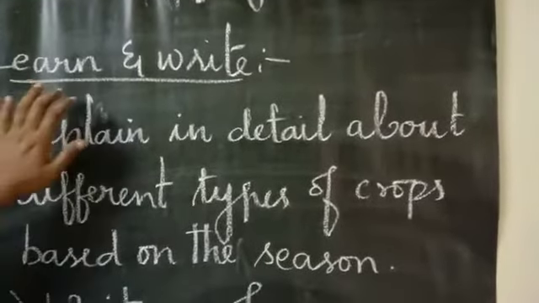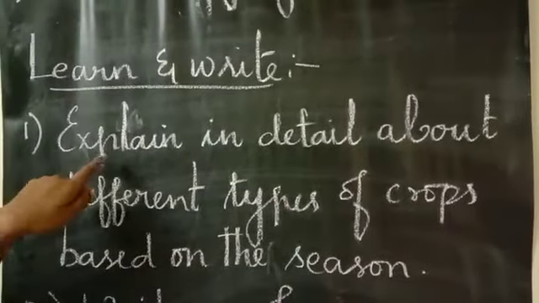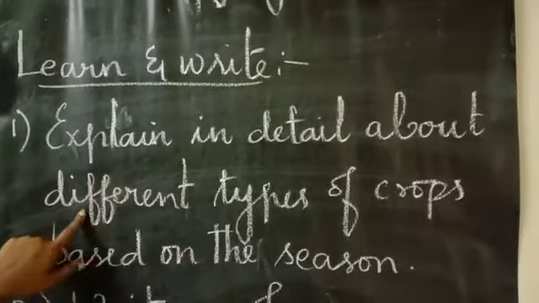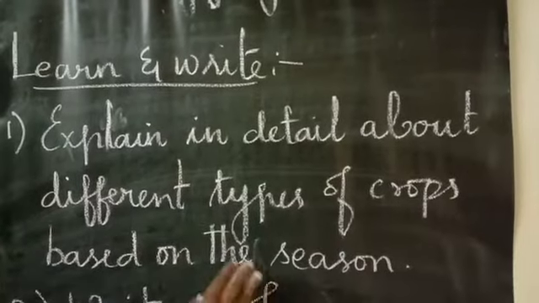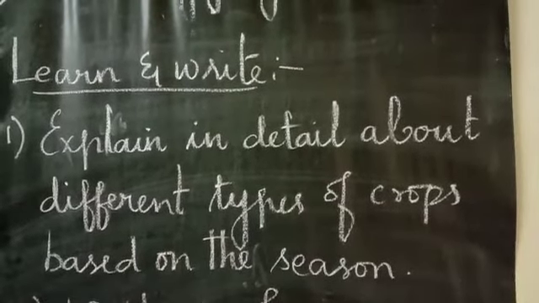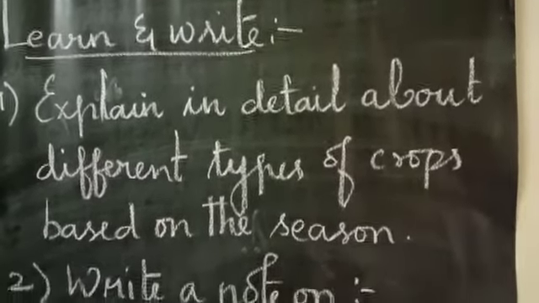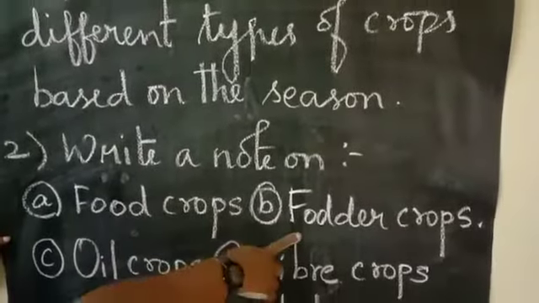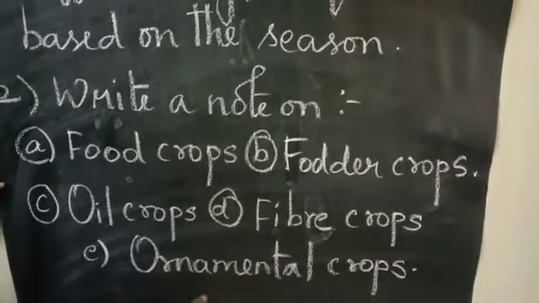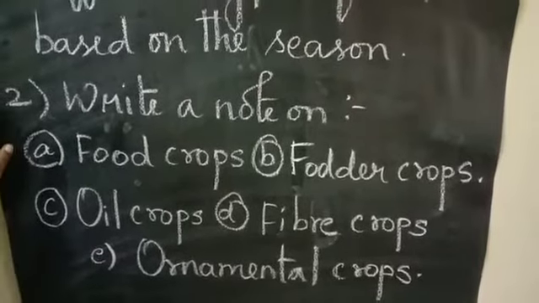The next learn and write session: explain in detail about the different types of crops based on their season. You are going to write the 3 different seasons and explain about them. And write a note on food crops, fodder crops, oil crops, fiber crops and ornamental crops. Clear, children? Thank you.